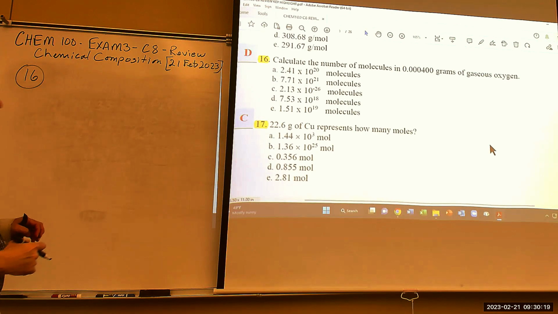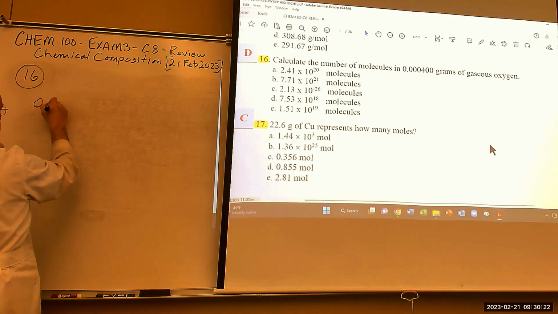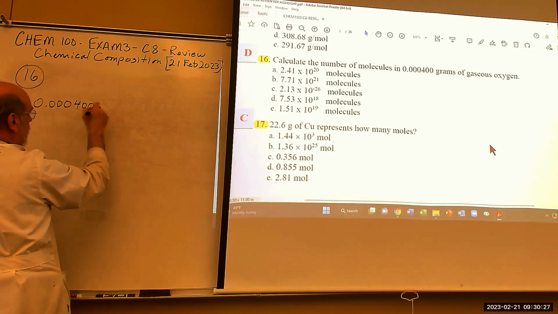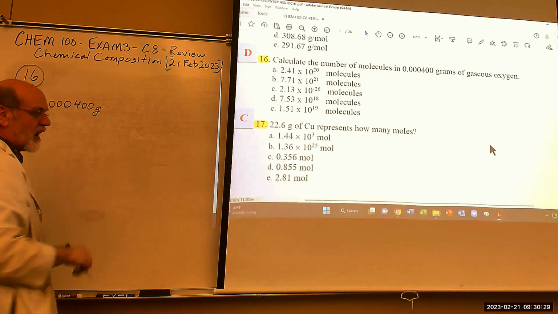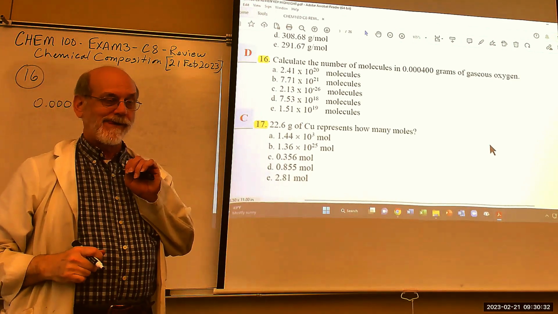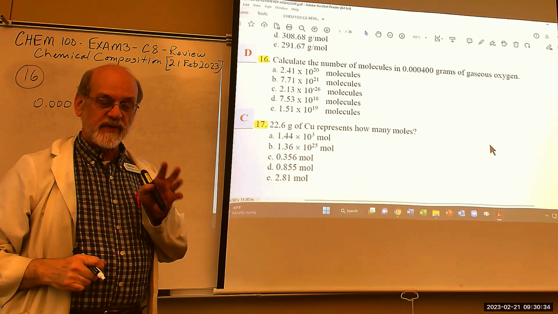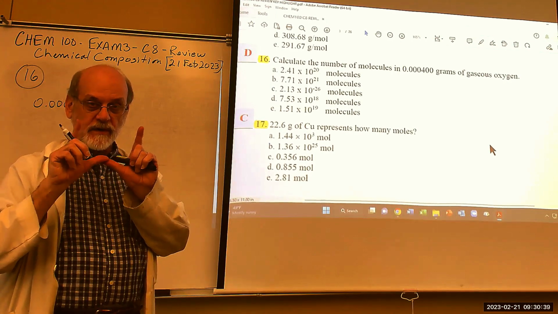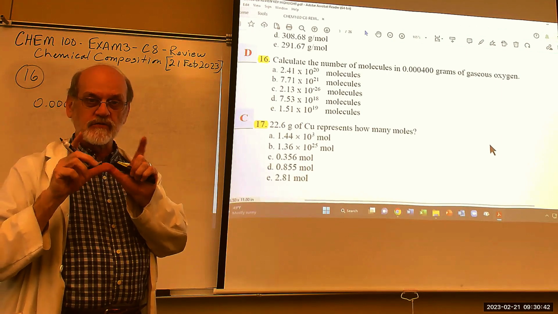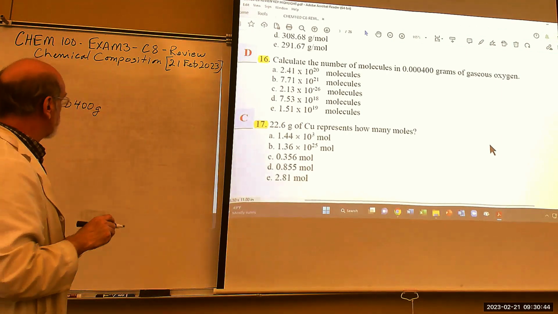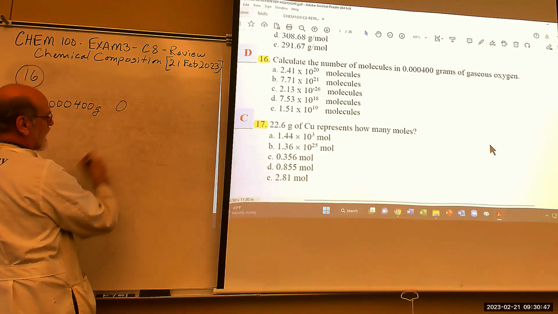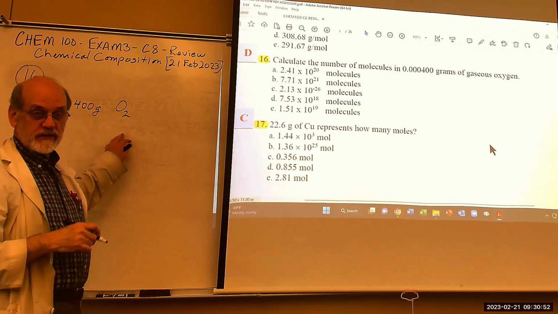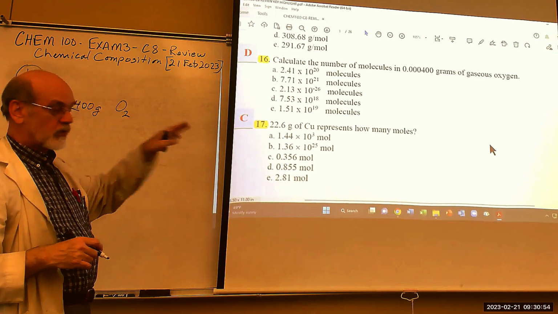Calculate the number of molecules in 0.000400 grams of gaseous oxygen. Remember when you were memorizing the symbols from the periodic table? There were a few of those that had a blue highlight or blue background. Those were diatomic elements. Gaseous oxygen is not O, it is O2. This is one of those cases where, if you don't know that it's diatomic, you will get the problem wrong.